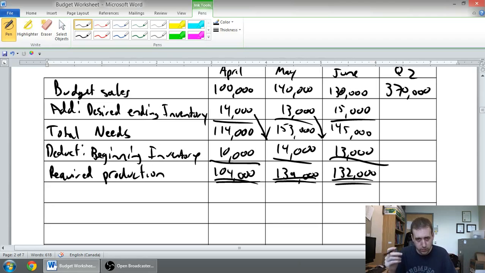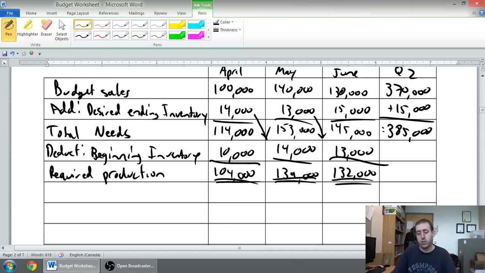Your desired ending inventory for the quarter, let's think about a calendar. What's the last day of the quarter? Last day of the quarter is June 30th. What's my desired ending inventory on June 30th? Well, it's 15,000 units. That's what I need to end June with. I don't need to end June with 14 plus 13 plus 15, like 42,000 units. I only need to end June with 15,000 units. That's my desired ending inventory for the quarter. If I total my total needs, I think I screw it up. I don't think you get the right answer. 370 plus 15 is 385. So I've just totaled these two to get the 385.